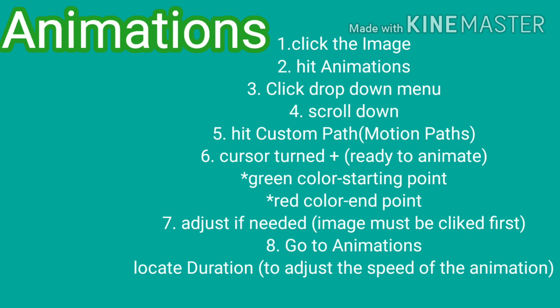In animating your Bitmoji image, you need to click your image again, then hit animations. From the animations you can see there the drop arrow. You scroll down and hit the custom path. Once you hit it, you need to drag it where you wish to start your animation. Then once you are done with the adjustment, if you wish to adjust the duration, you go to animation still, look for duration, and then you adjust it.